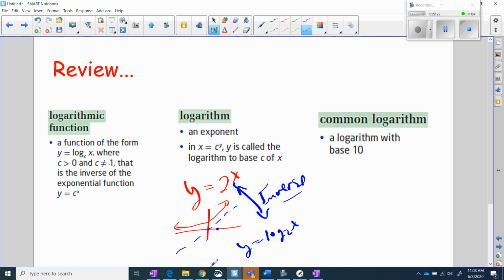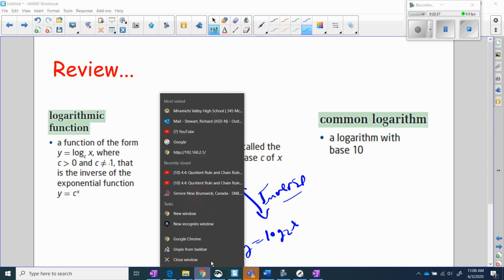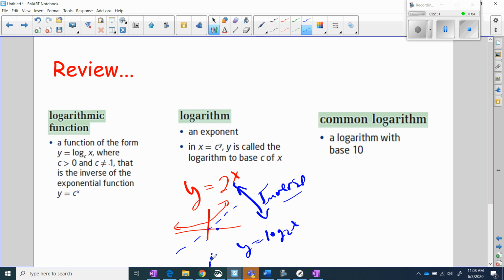Your asymptote would be y equals 0, so your graph would come up. Oops. Sorry about that. Your graph would come up like so, head out this way, and then you have your asymptote here. So this would be the graph of y equals log of x to base 2.